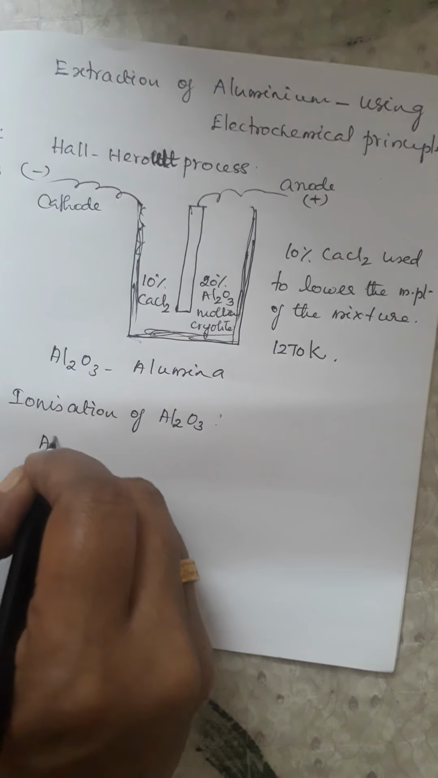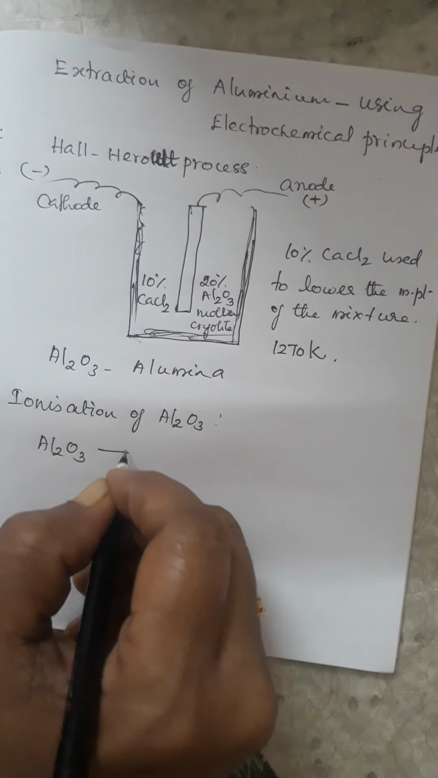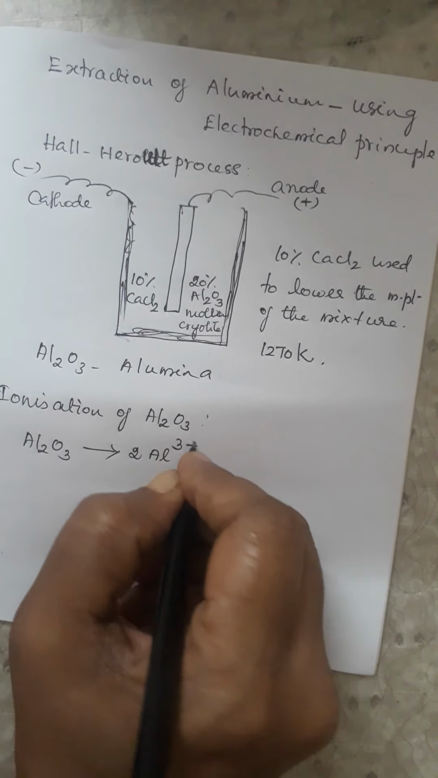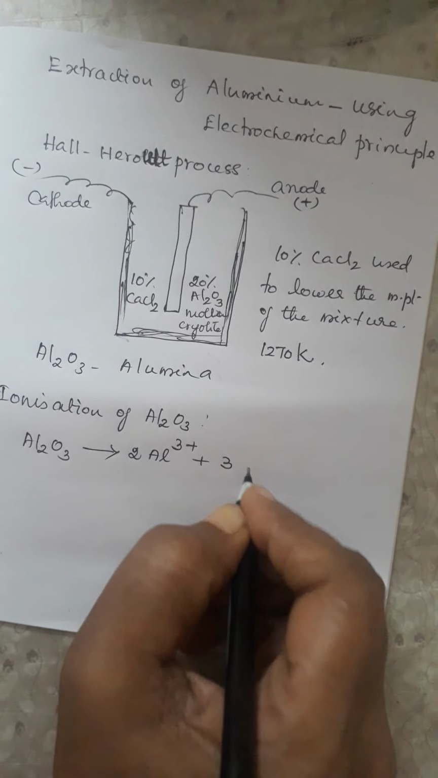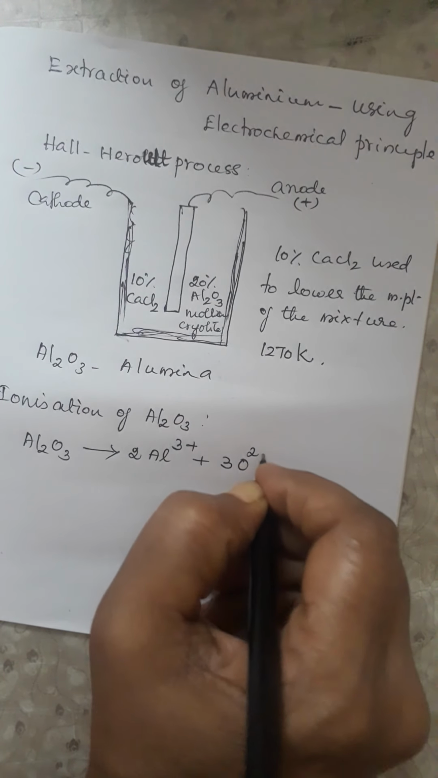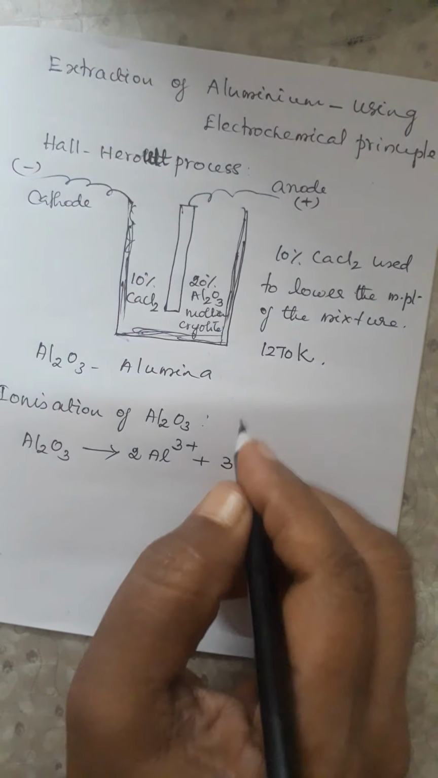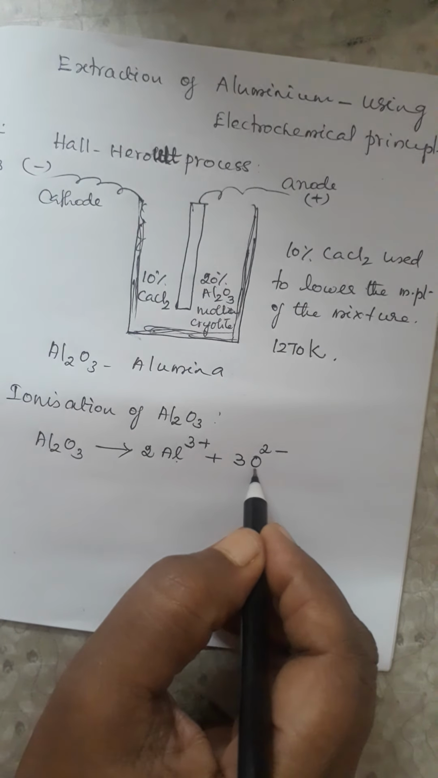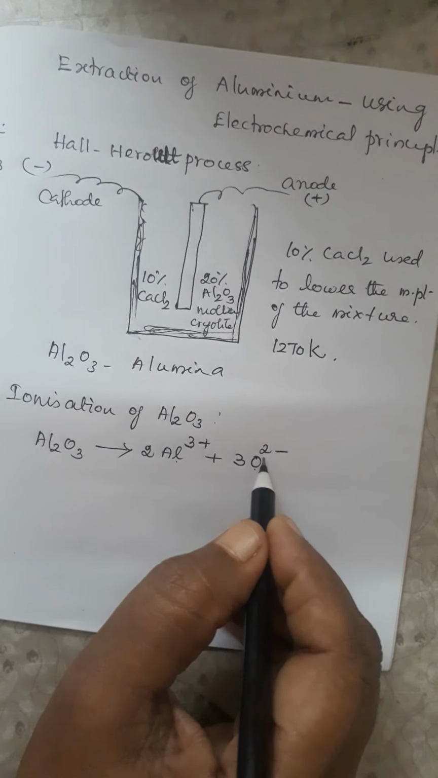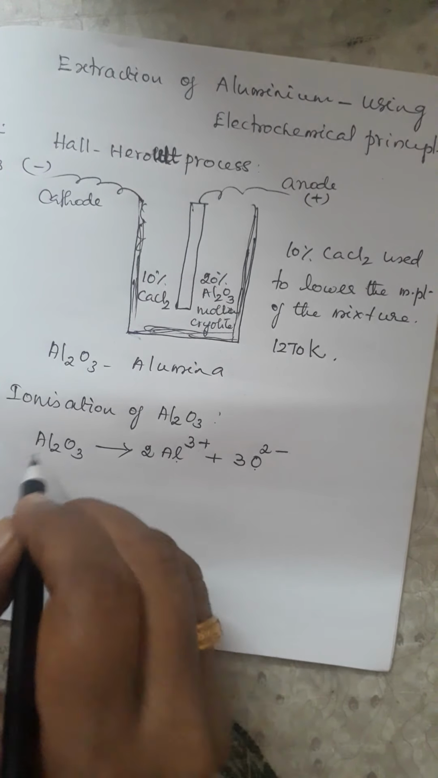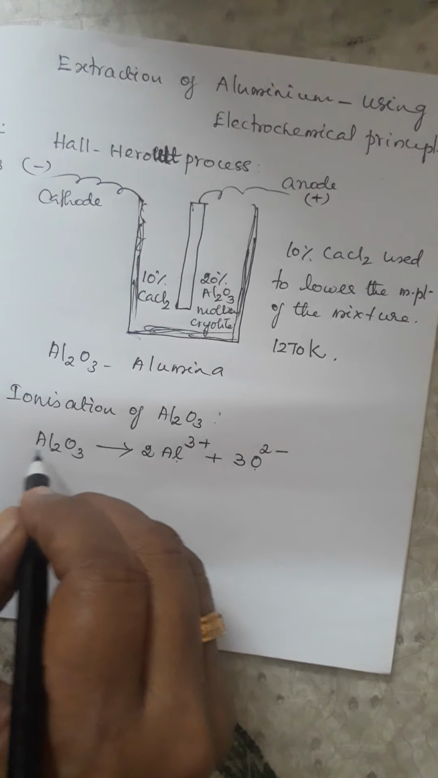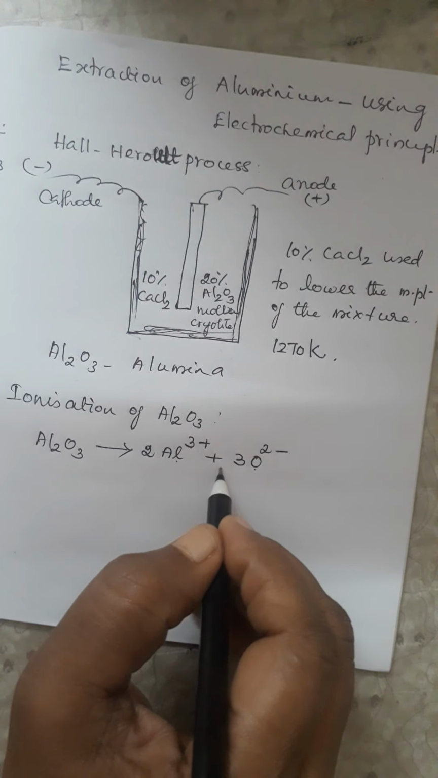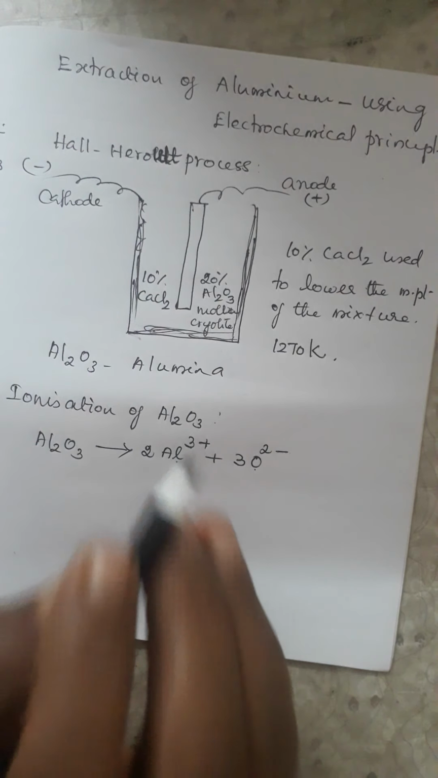Okay, so Al2O3 is ionized to Al3+ and 3O2-. What is this 3 plus? Here the valency of aluminium is 3, therefore 3 plus. Oxygen is of valency 2, therefore 2 minus. Only 3 oxygen atoms, 2 aluminium atoms. Therefore we can write like this: 2Al3+ and 3O2-.